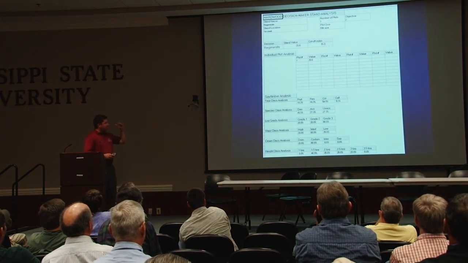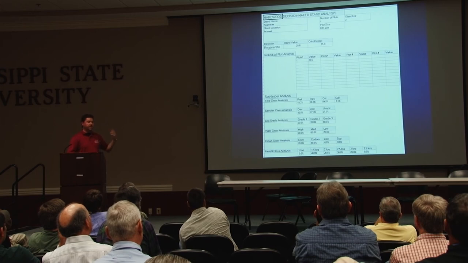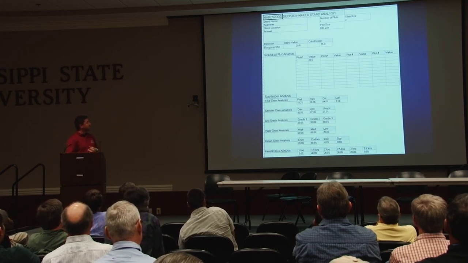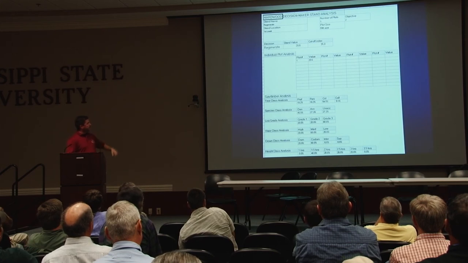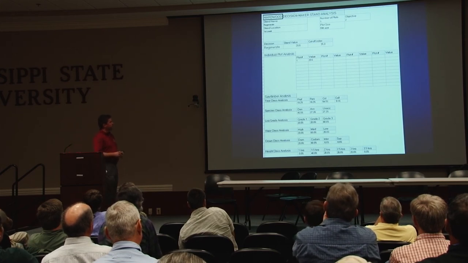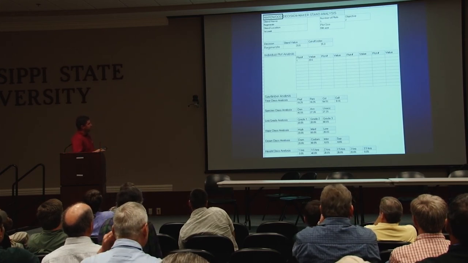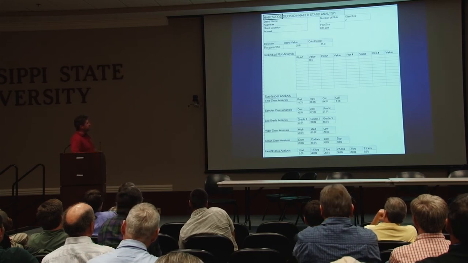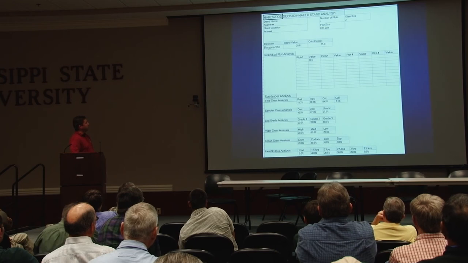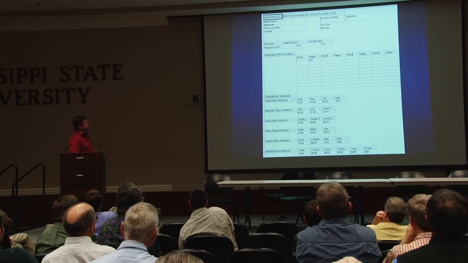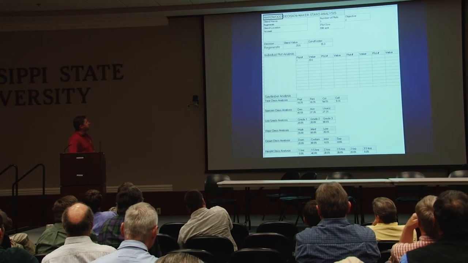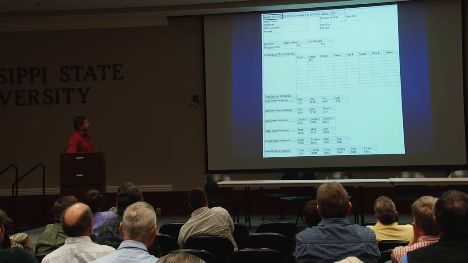Okay, after we input all that data and we run, this is the output. This is our output view. Again, you can see I only did one plot here on my sample stands, but you can see there's room for 40 plots per input run. The decision on that stand was to regenerate. It had a value of 20.6, and the cutoff index for objective 2 was 35.